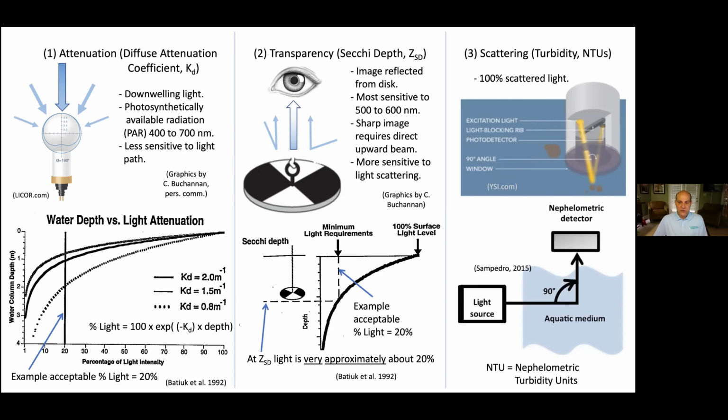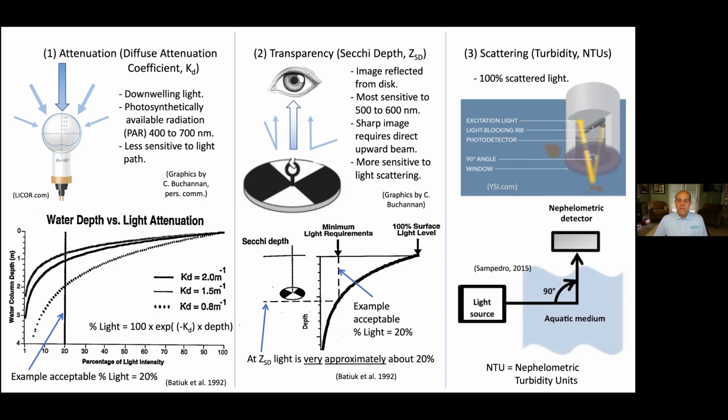Measurement number 2 is water transparency as determined by Secchi depth, which is the depth at which a 20-centimeter diameter black and white disk is no longer visible to the human eye. To see a sharp image of the Secchi disk, a direct upward beam of light reflected from the disk is required. Thus, Secchi depth, with units of meters, is more sensitive to scattering of light beams relative to the KD measurement.